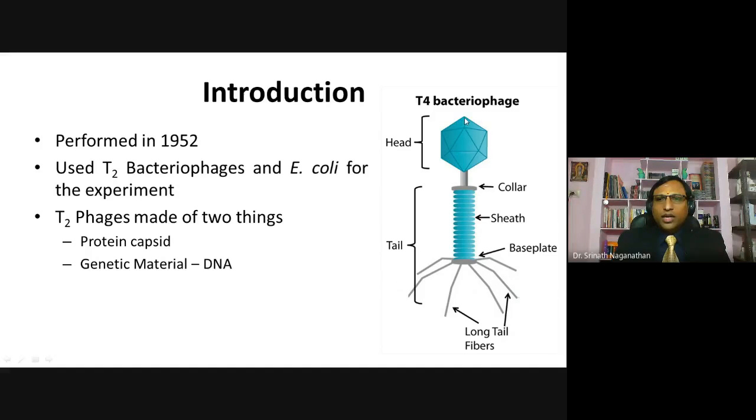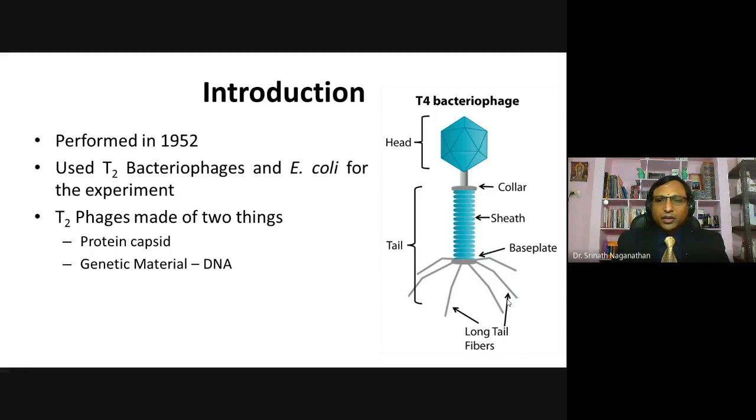The T2 bacteriophage has a hexagonal shaped head which contains the genetic material, DNA. This hexagonal shaped structure is made up of protein, which is called the protein capsid. It has a small collar. Beneath this, there is a spring-like protein sheath. Below this, there is a base plate which has a protrusion, and it is attached with tail fibers which can hold on to the surface of the E.